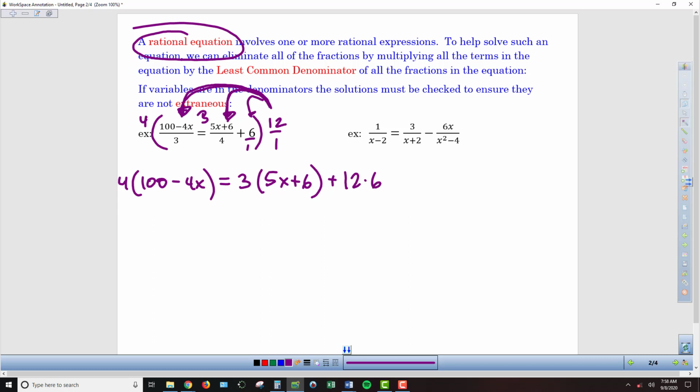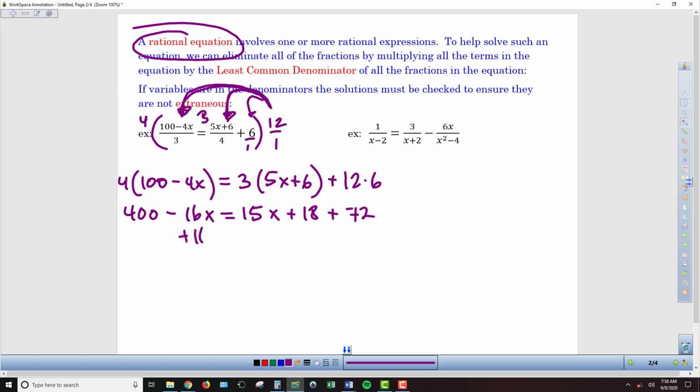As you can see, this is now a pretty ordinary equation. We've got to distribute here, we've got 400 minus 16x. We have a little bit more distributing to do, 15x plus 18. And then we've got 12 times 6 is 72. And so now we just have to gather all of our variables on one side and all of our numbers on the other, and then we're in pretty good shape.